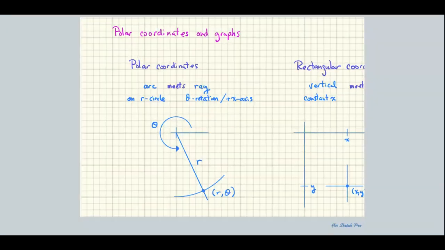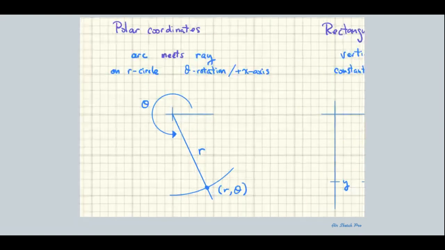It's going to meet a ray. That ray is specified by an angle theta. So the arc of the r circle meets the ray coming out at an angle theta, and you get a point. That point gets specified with polar coordinates r and theta: r for the r circle, theta for the ray. Where they intersect is one point.